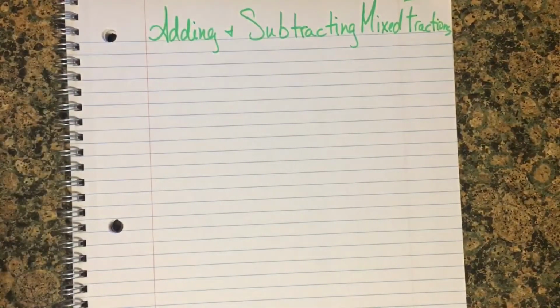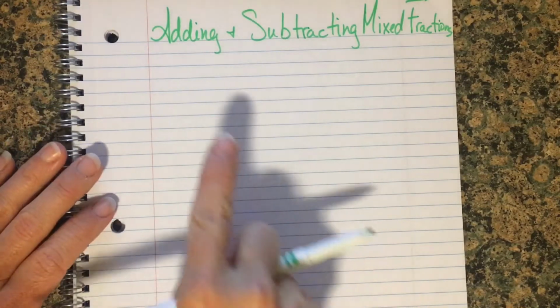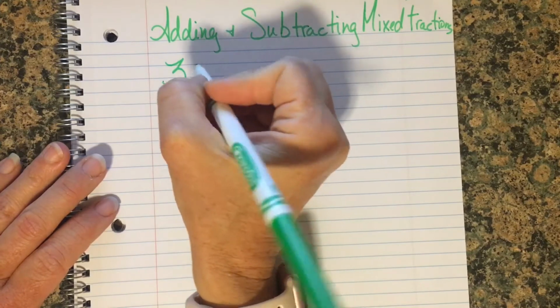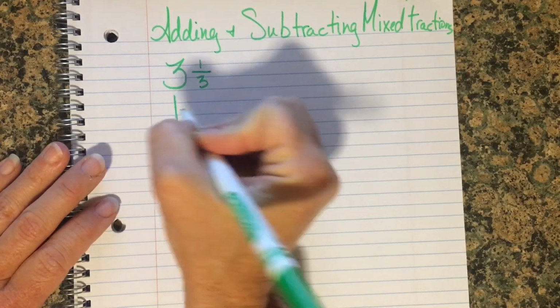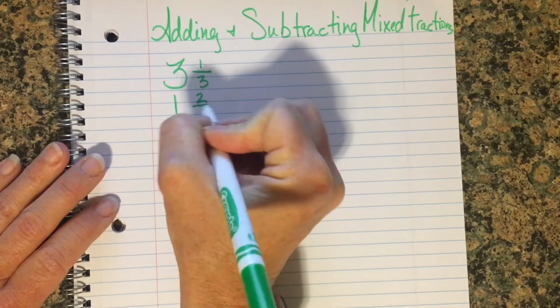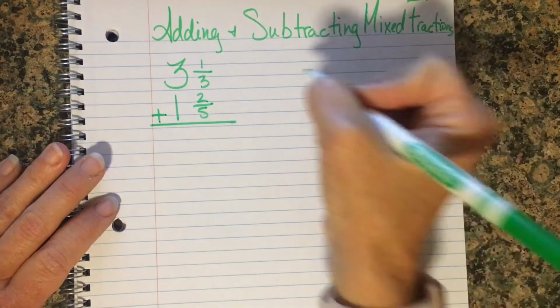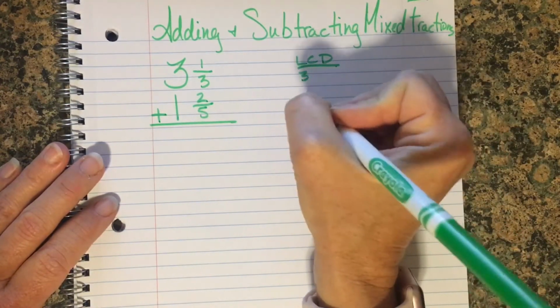This is a short video to go over adding and subtracting mixed fractions. A lot of this is going to look the same as what we did last week. So if I have 3 1/3 plus 1 2/5, I'm still going to come out and find the least common denominator of 3 and 5.